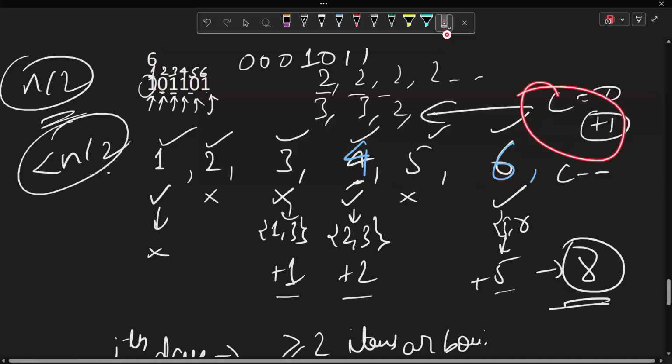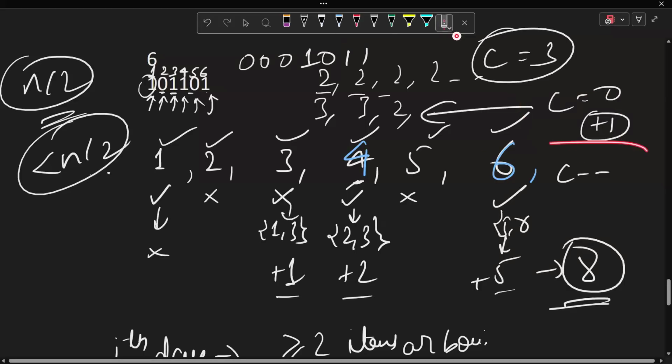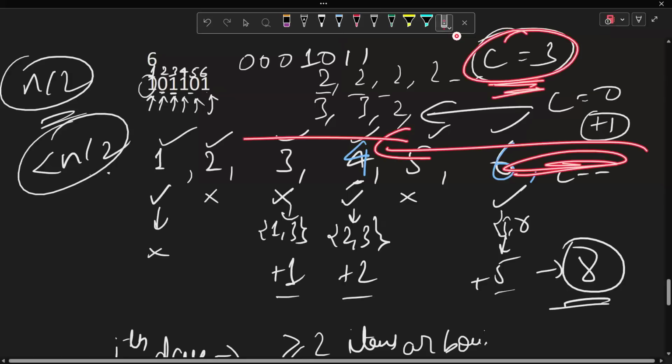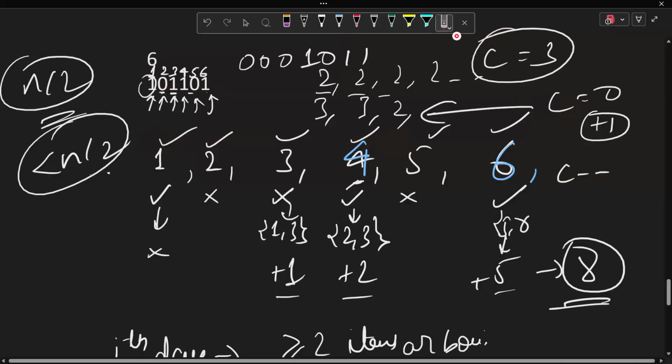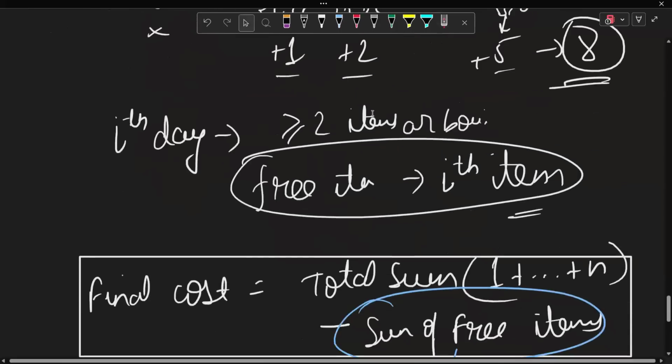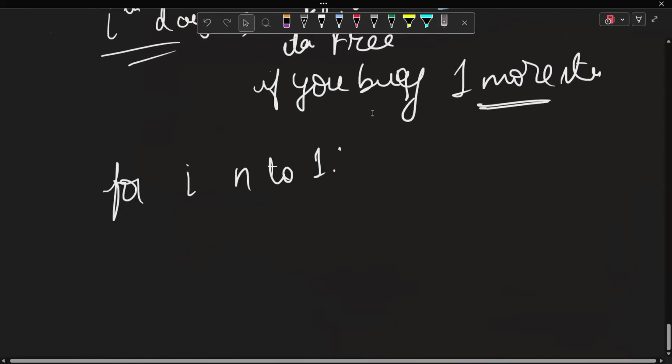So this C denotes that if C is 3, let's suppose, that means if I move till here, the number of items that I've made free is 3 more. So before that, I would have to use 3 of the items that are not getting free in order to counter that. Okay, so I'll explain, you would understand here.